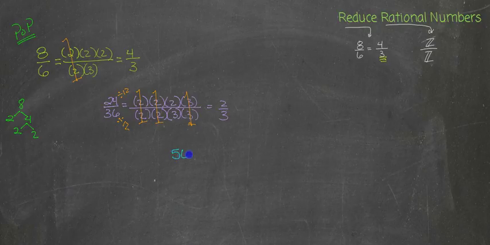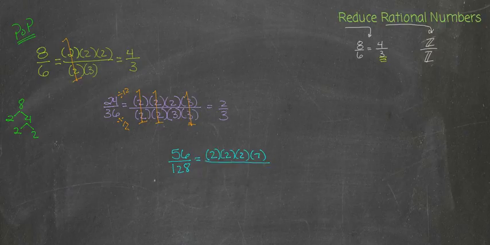Let's look at 56 over, let's do 128. Big challenge here. So let's see what this reduces to. Product of primes, or pop the numerator. 56 divides by 2, leaving 28. 28 divides by 2, leaving 14. 14 divides by 2, leaving 7. And that's my product of primes.